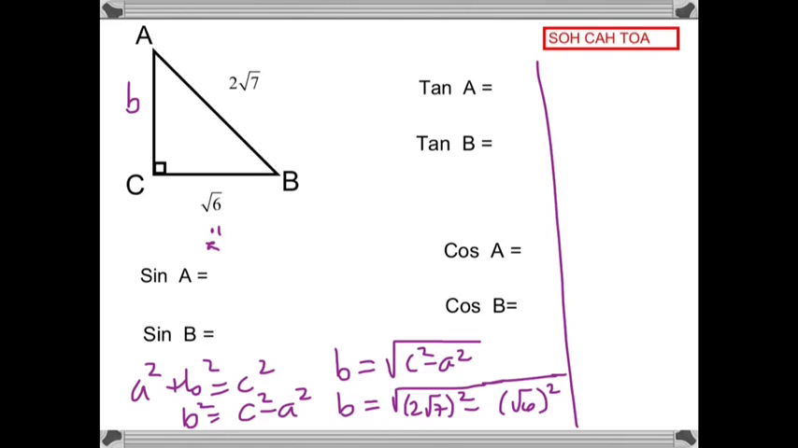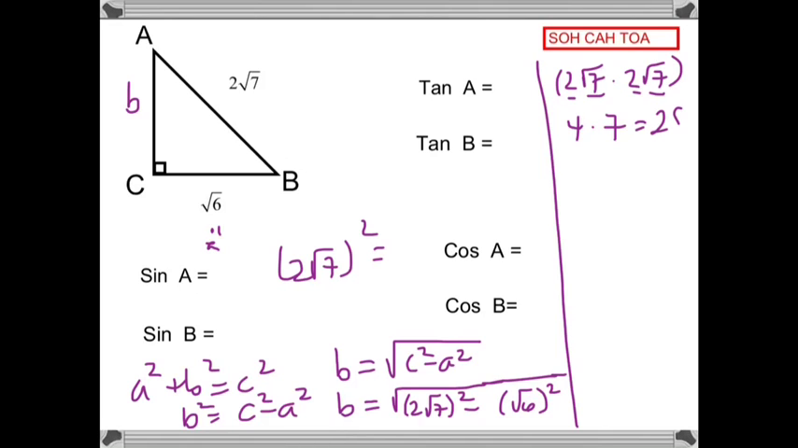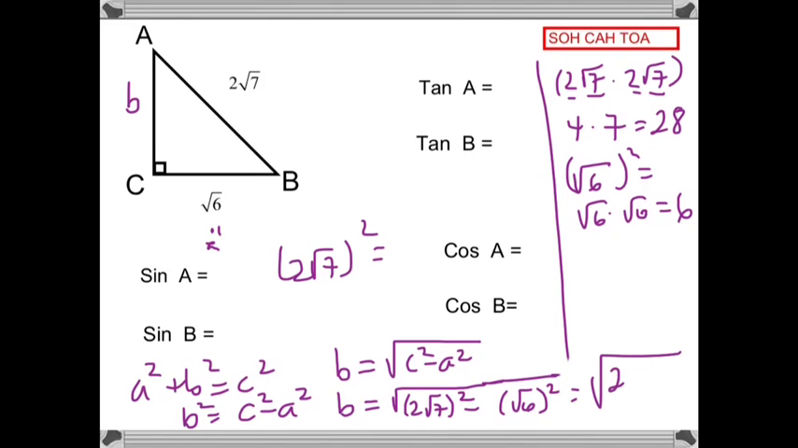Okay, let's finish up our calculations up here. 2 times the square root of 7 squared is 2 times the square root of 7 times 2 times the square root of 7. 2 times 2 is 4. The square root of 7 times the square root of 7 is just 7. So this becomes 28. And the square root of 6 squared is the square root of 6 times the square root of 6, which is just 6. So this becomes the square root of 28 plus 6, so that is the square root of 34.